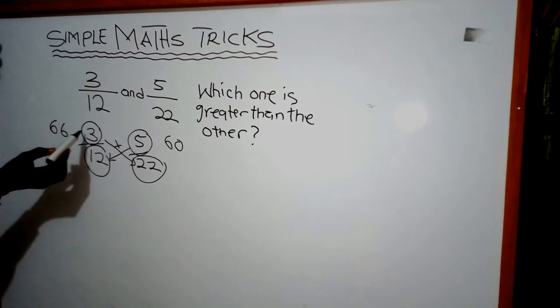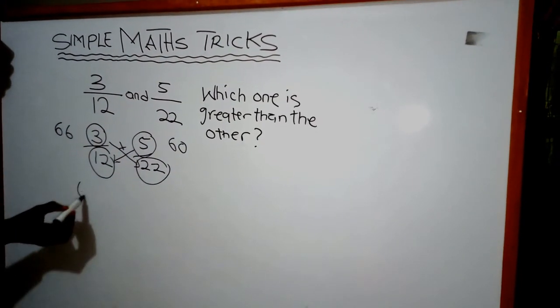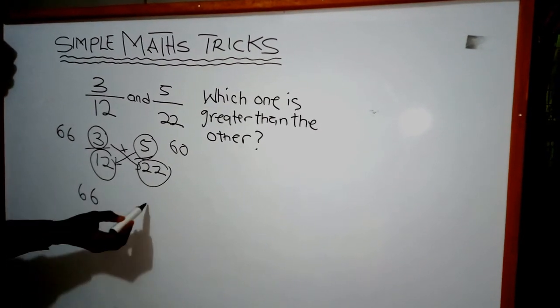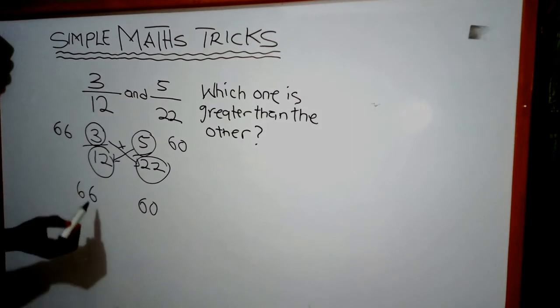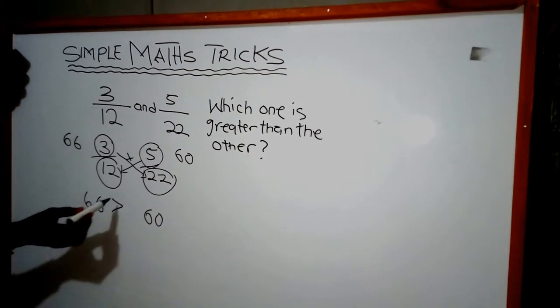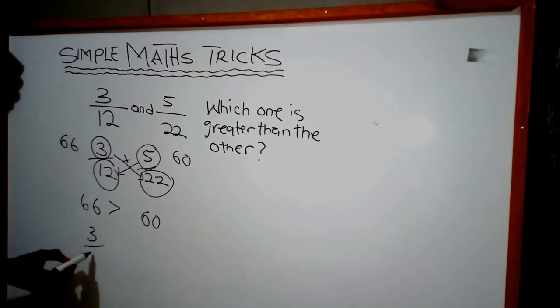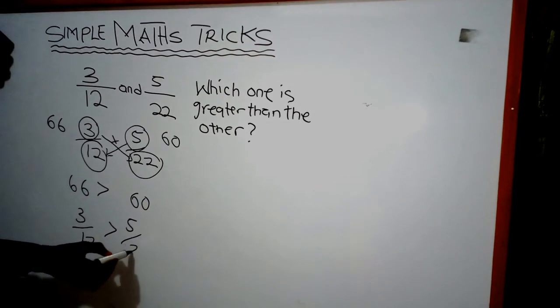Now you have 66 for this and 60 for this one. So 66 for here, 60 for here. Among these two, or between these two, which one is greater? It is the 66, which is greater. That means that 3 over 12 is greater than 5 over 22.